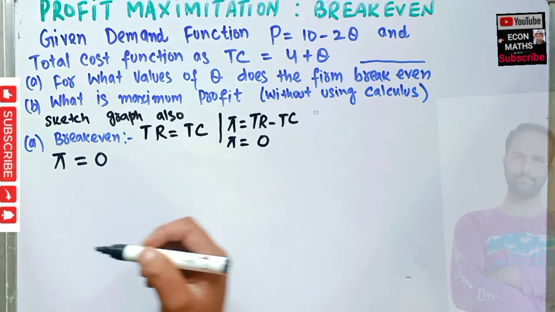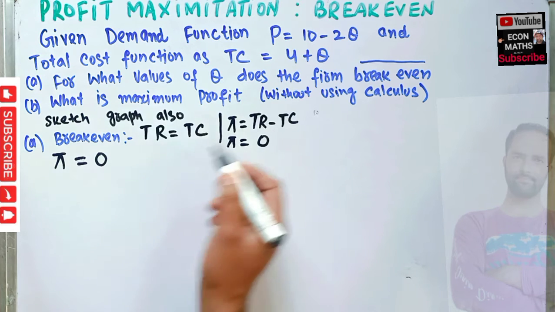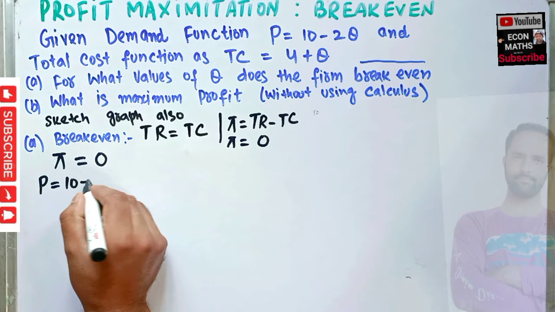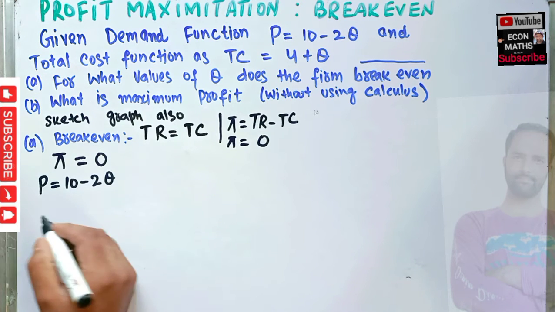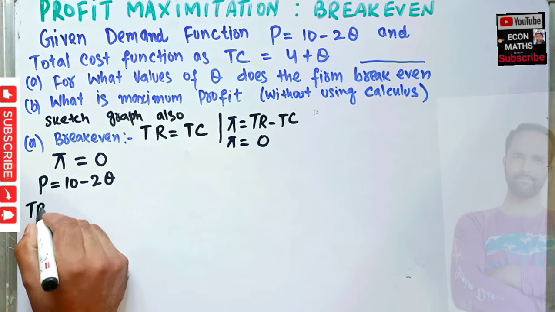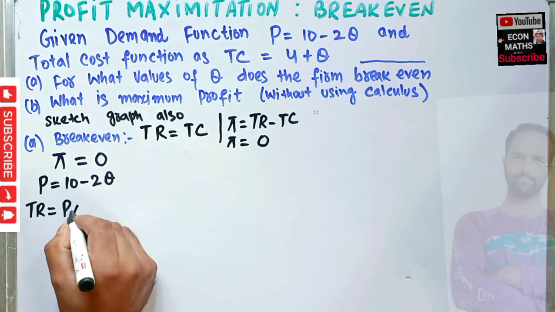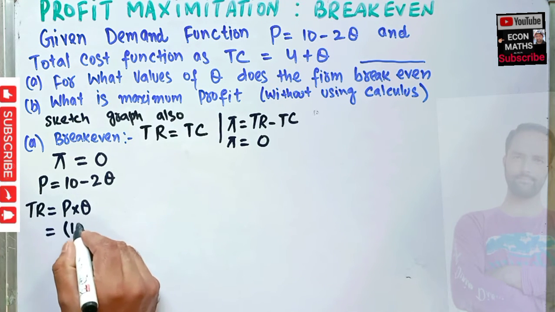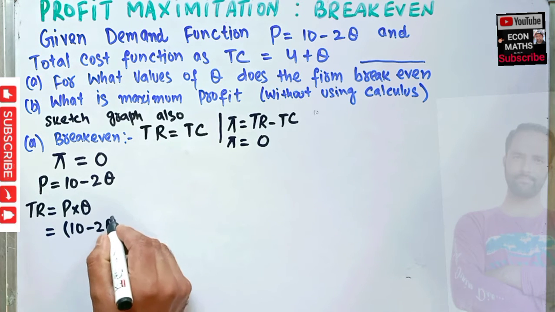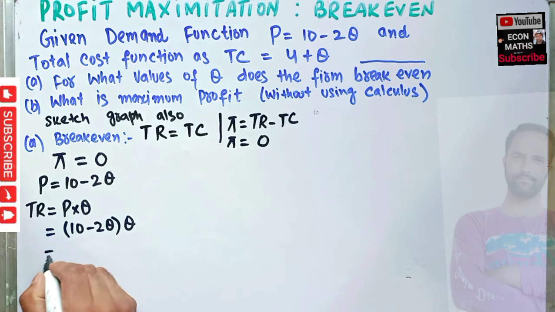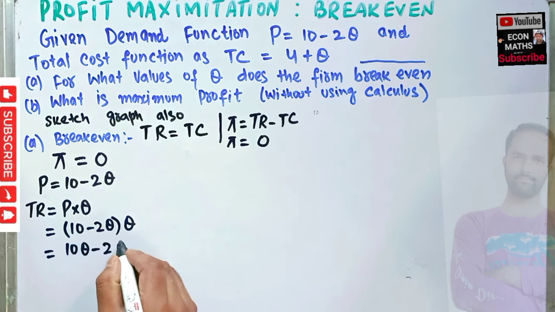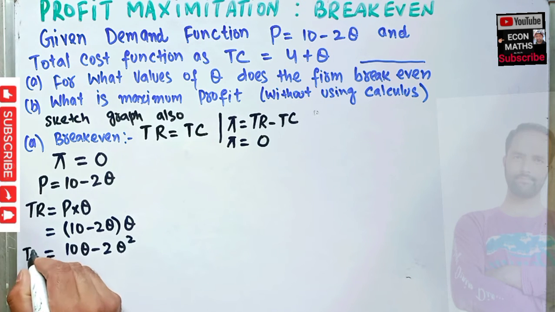So first we need to find out the total revenue. Demand function is given to us as 10 minus 2Q. Now total revenue, we know it is simply equal to price times output. Price is given as the demand function, 10 minus 2Q. To this we multiply Q. That means our total revenue is 10Q minus 2Q square. This is our total revenue function.